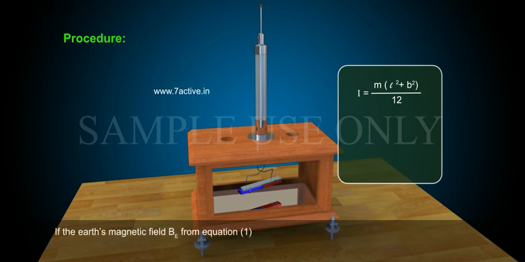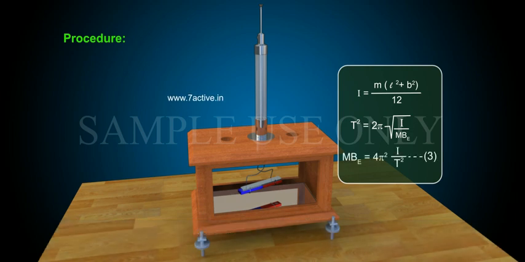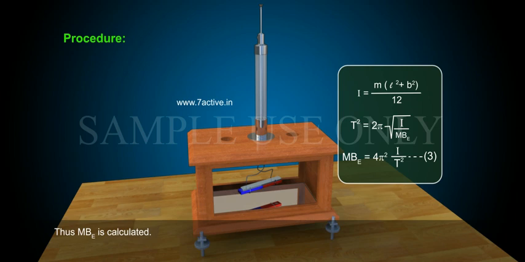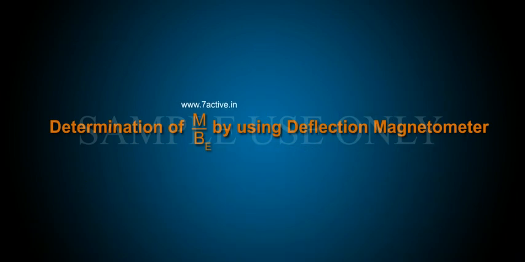If the Earth's magnetic field is BE, from equation 1, T is equal to 2 pi square root of I by MBE. Therefore, MBE is equal to 4 pi square I by T square. Equation 3. Thus, MBE is calculated. Determination of M by BE by using deflection magnetometer.